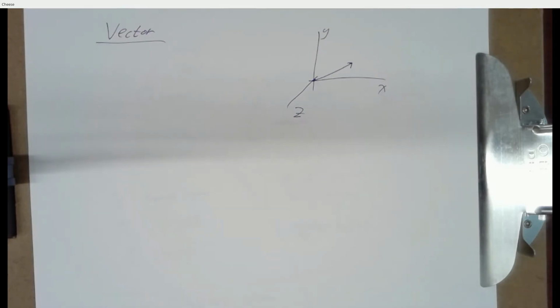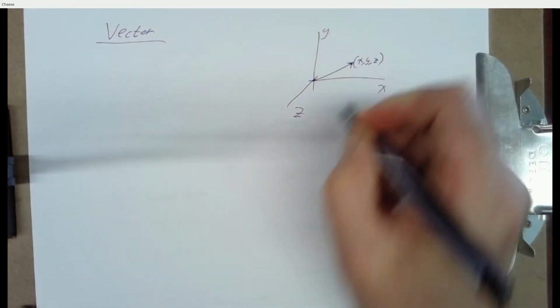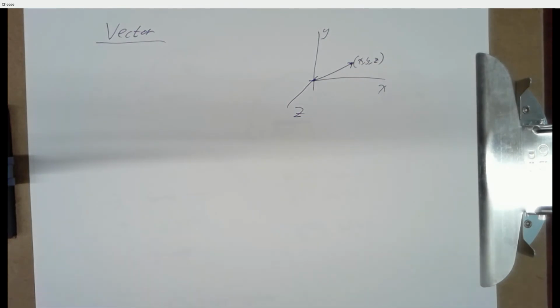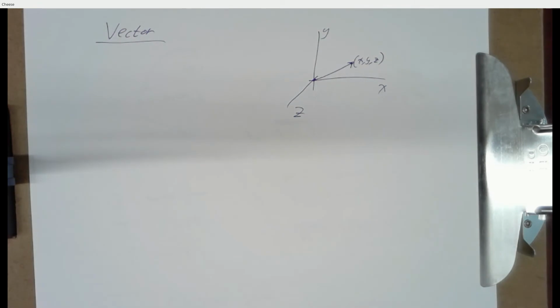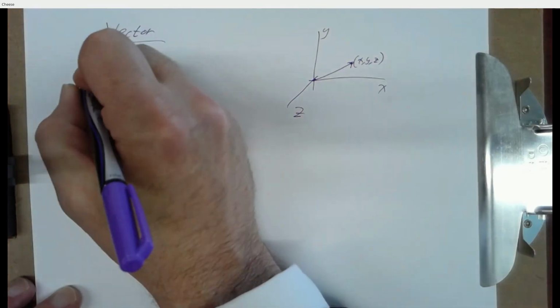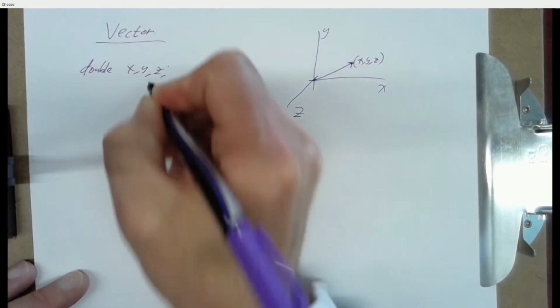Everything that we need to know about a vector in three-dimensional space can be captured with three pieces of information. All we have to know is where that vector ends, the x, y, and z coordinates of the endpoint. So to store a vector as a new type of object in Java, we need to be able to get a hold of its x, y, and z positions. So let's make them doubles. And we'll just call them x, y, z.